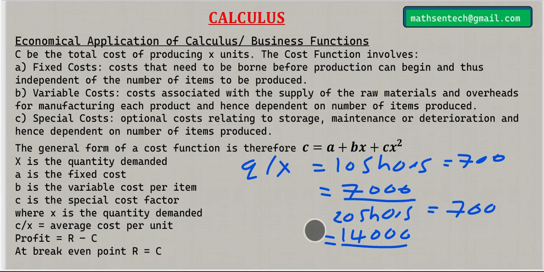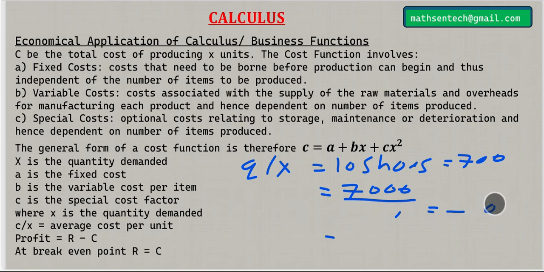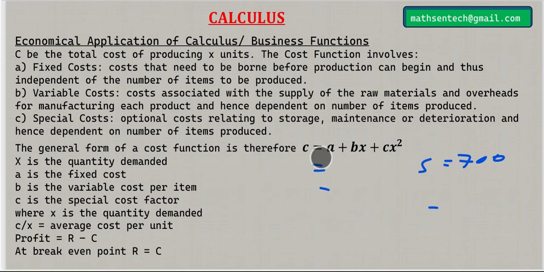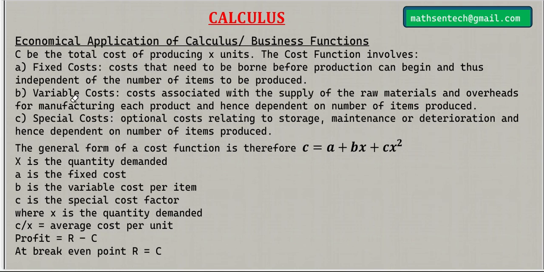Then we have the last one, which is special costs. These are optional costs, and you can see they are related to storage, maintenance, or deterioration, and hence dependent on the number of items. Assuming you are storing items in a warehouse, the more the number of items, the more the amount to pay.